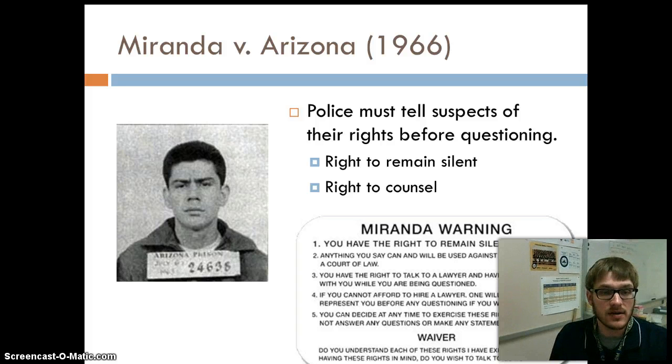In Miranda versus Arizona, this lets you know that the police have to tell you what your rights are before they question you. So you have the right to remain silent. Okay, so you don't have to talk to the police if you don't want to, or you can wait till you have a lawyer with you to help give you advice as you talk to the police. But if you do decide to say something, anything that you say can be used against you. So if you say, yep, I did it, I robbed that bank, they're going to use that against you.